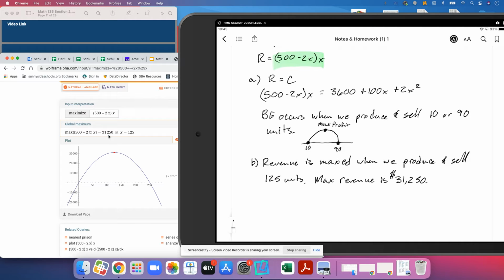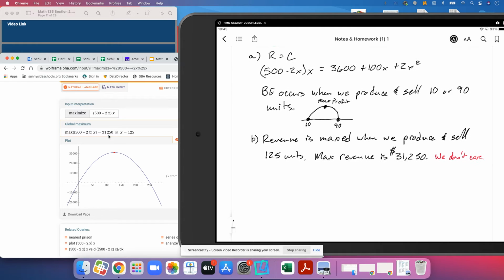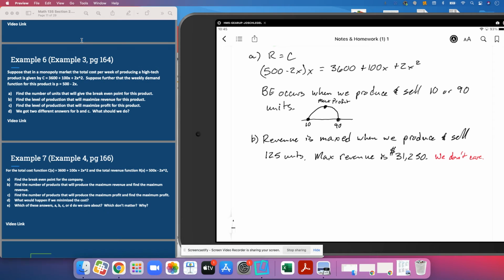And it's important to recognize here, everyone, we only care about revenue if we are talking about it in terms of cost as well. So even though we found the maximum revenue, that's great, no one cares. Now we are asked to find the level of production that will maximize the profit for this product. In order to do that, everyone, we need a profit function. Profit is equal to revenue minus cost.